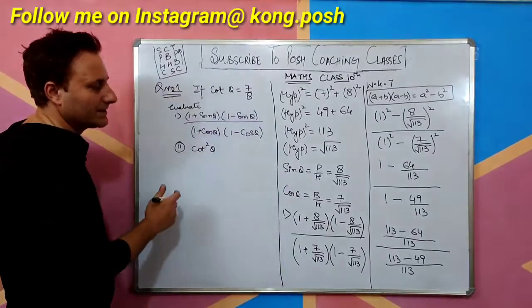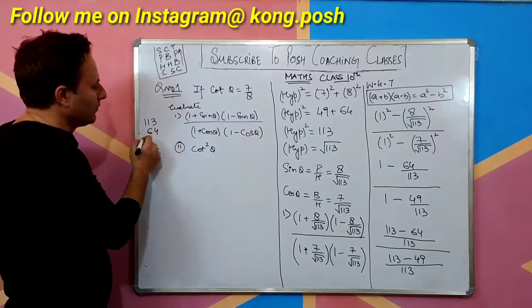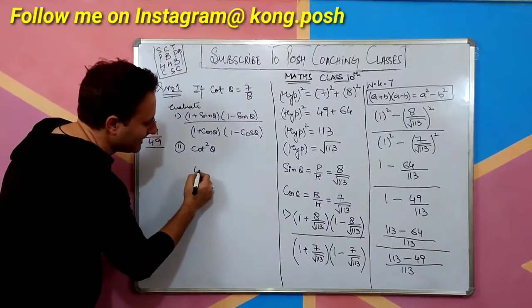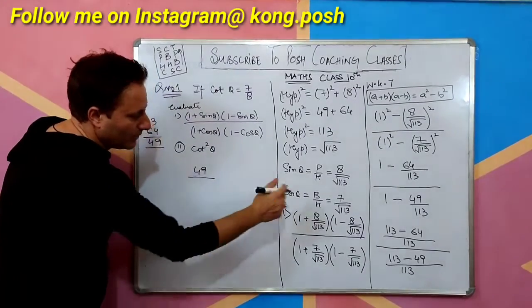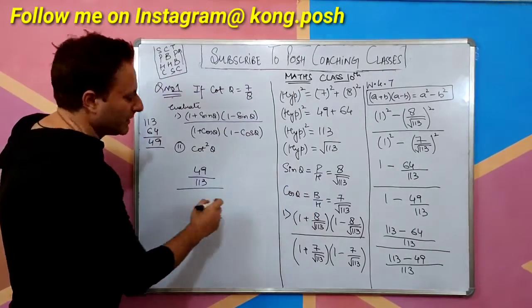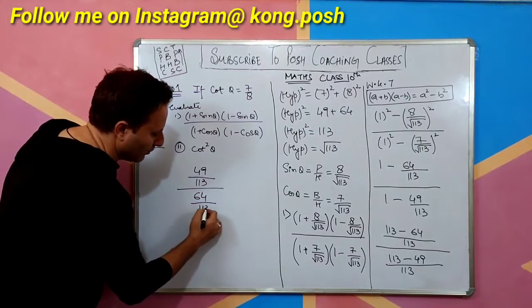Now what does it say? It says 113 minus 64, that is 49 upon 113. Then I have 113 minus 49, that is 64 upon 113.